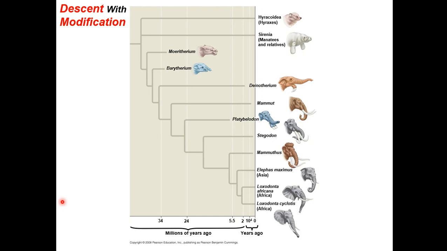Let me ask a question first. Which one is closely related to Mammuthus? If you look at the cladogram, it's closely related to Elephas maximus. If I ask you which species is closely related to Loxodonta cyclotis, you will look just here, so it's Loxodonta africana. So the cladogram shows the relationship, how close the relationship of one species is to another. So, next.